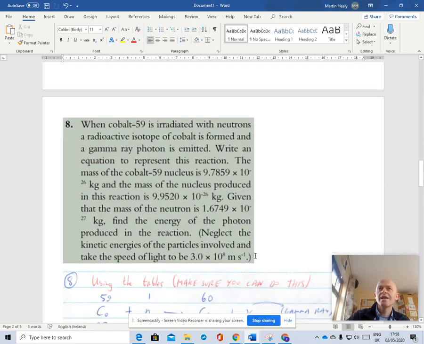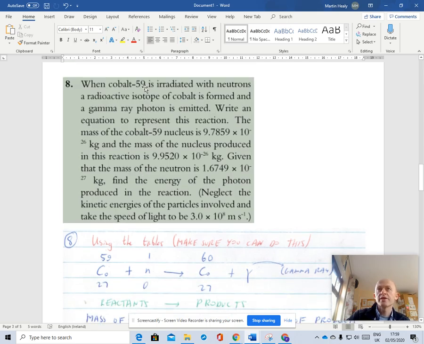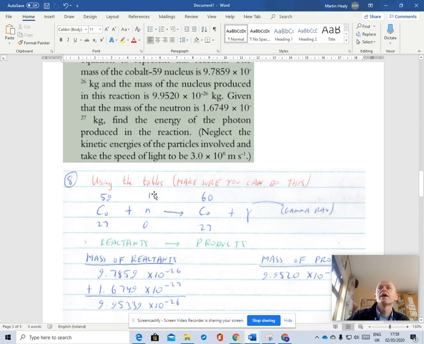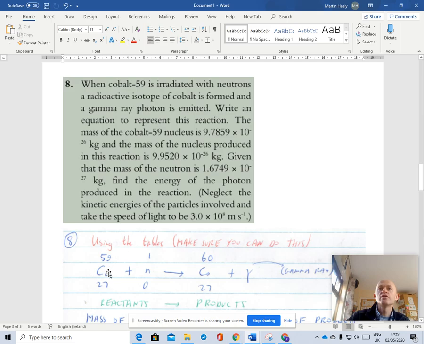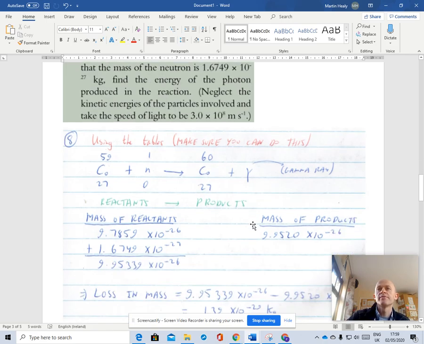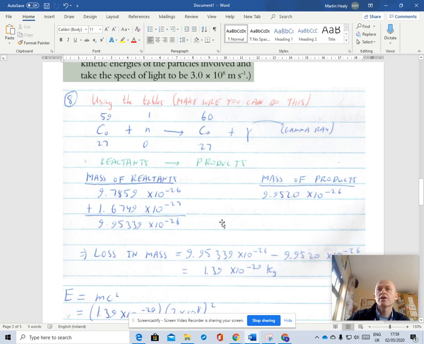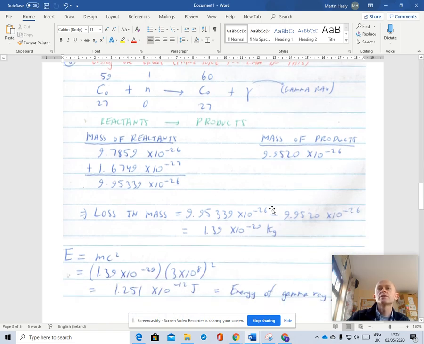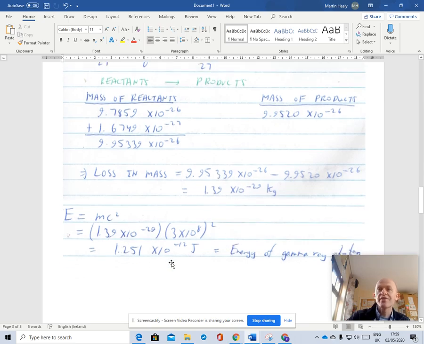Now, question 8 is a little bit easier, I think, but again, you need to be familiar with your maths tables. You have to go to your tables and find out, with cobalt 59, that's the mass number, what's the actual atomic number of cobalt? It's 27. And then a neutron enters its nucleus, so plus a neutron. You add up the top and add up the bottom, you're still left with cobalt, but it becomes cobalt 60 with a gamma ray emitted. In this case, the reactants are heavier than the products, so we work out the difference again and convert that into energy, and that is the energy of the gamma ray photon. That's actually quite a nice question.